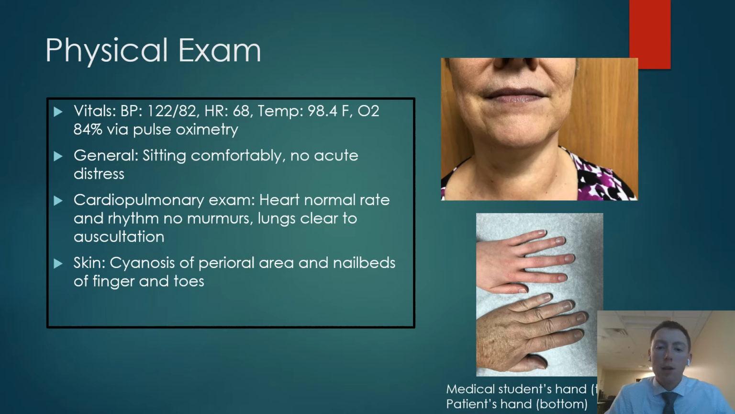Moving on to physical exam, vital signs were normal outside of a pulse oximetry reading of 84%. She was, however, sitting comfortably and in no acute distress. Importantly, cardiopulmonary exam was normal. Skin exam revealed both peripheral and central cyanosis. Images of the patient's cyanosis are included, although the cyanosis is somewhat difficult to appreciate.